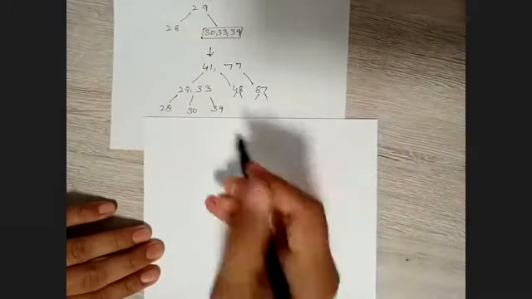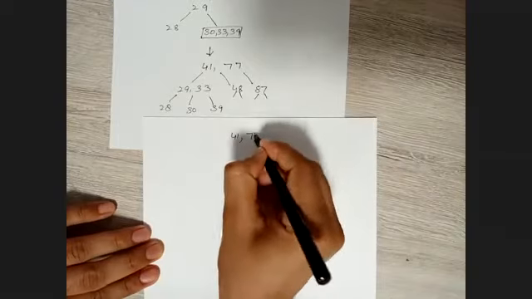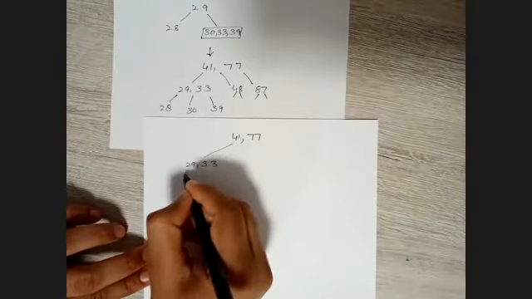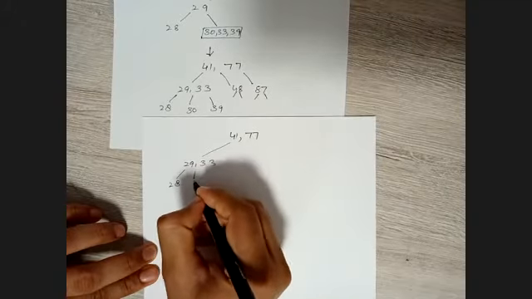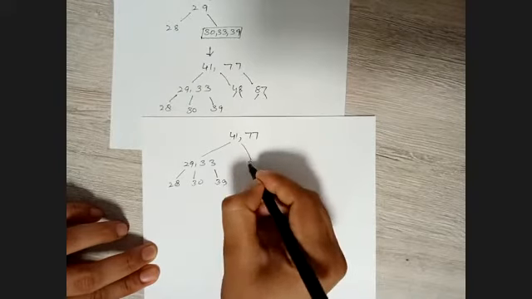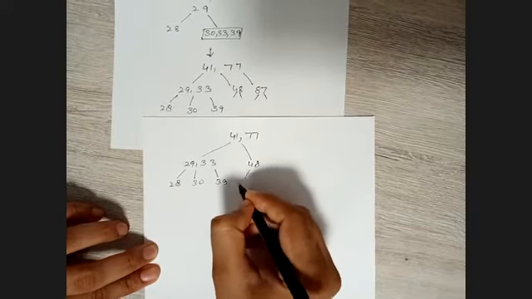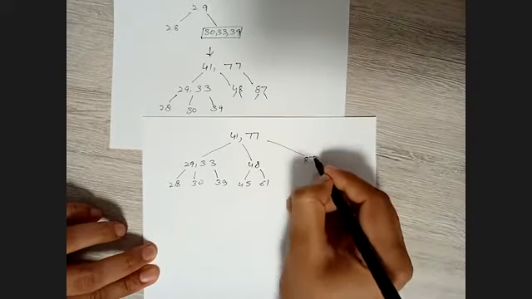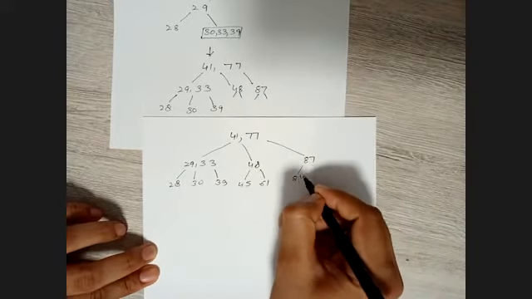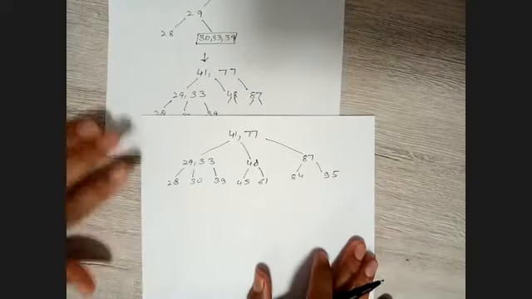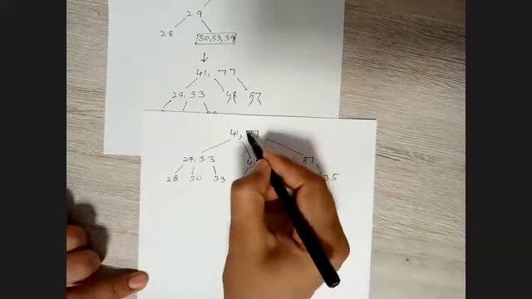Let me just rewrite the tree over here and we'll perform the deletion operation. So we have 41, 77, 29, 33. We'll perform the deletion operation on 77.